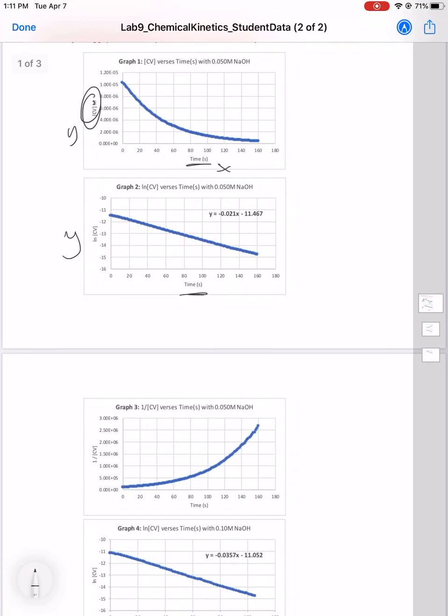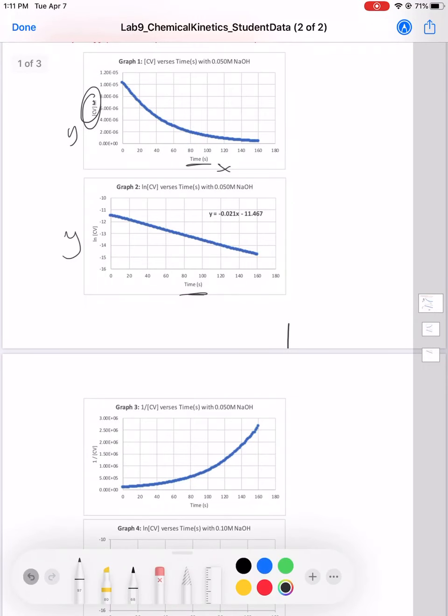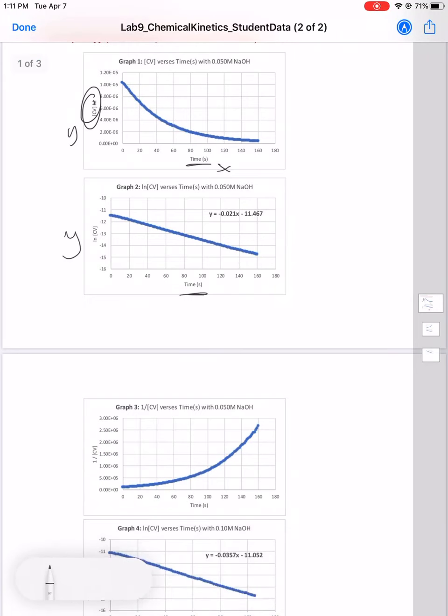And of course, remember, we want these to be a straight line. The different orders of the reaction correspond to whether it's a straight line or a curve. So basically, we're able to find the concentration over time of specifically the CV+ from these graphs.